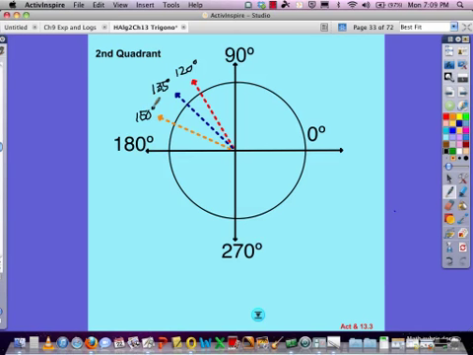So if we now ask, and let's just use red as this example, where would we be if we were at the sine of 120 degrees? It would be that position on the unit circle.